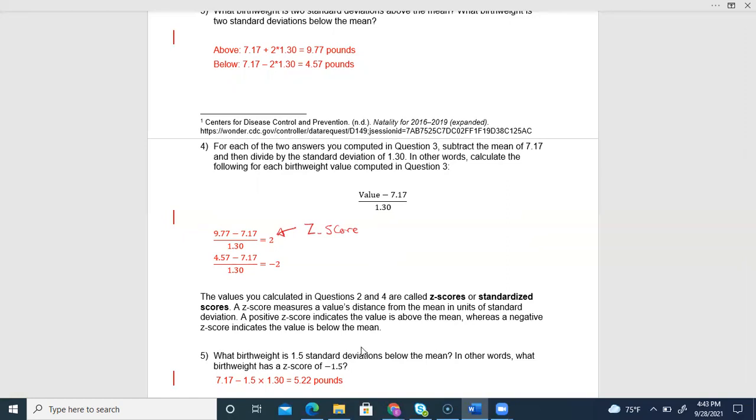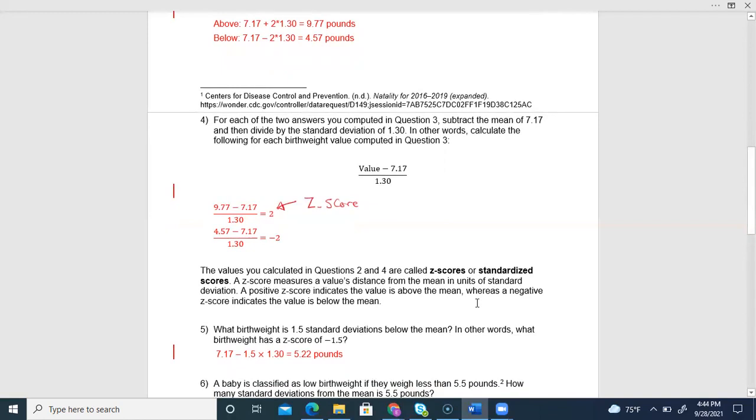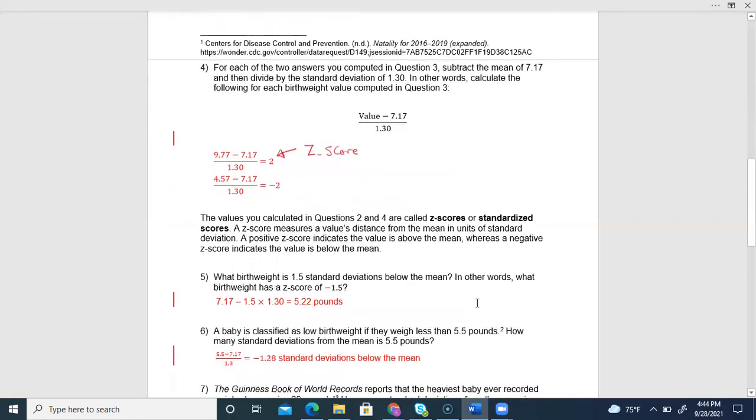When we change a value to a z-score, remember that you may have a positive or a negative z-score. A positive z-score indicates the value is above the mean, and a negative z-score means the value is below the mean. So in number 5, what birth weight is 1.5 standard deviations below the mean? In other words, what birth weight has a z-score of -1.5?